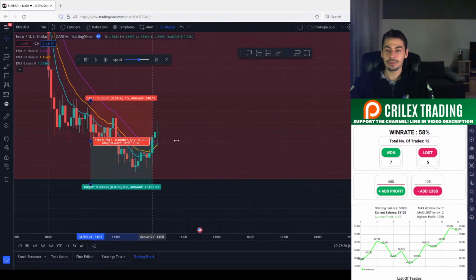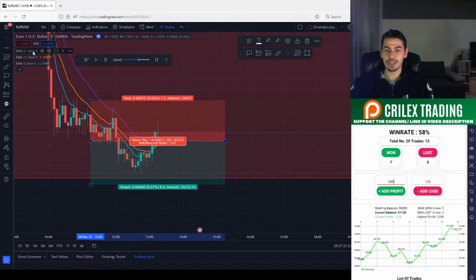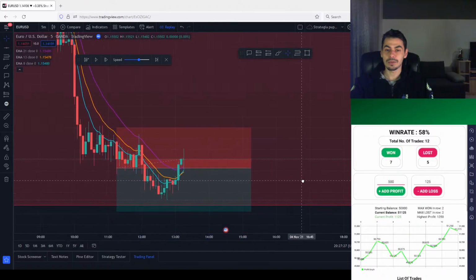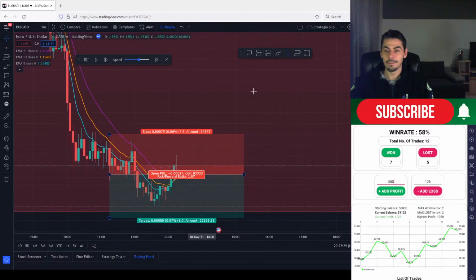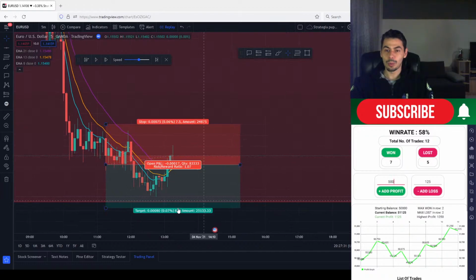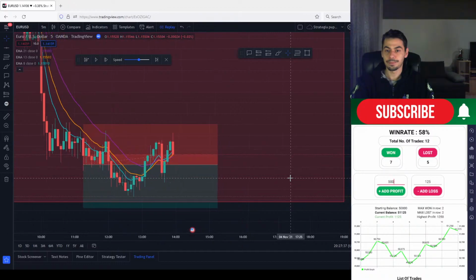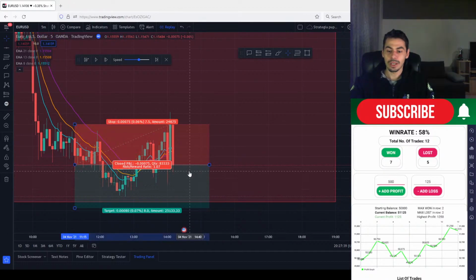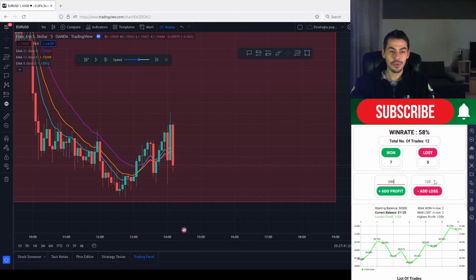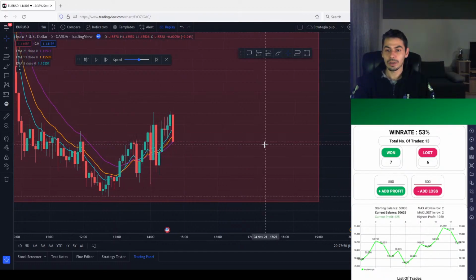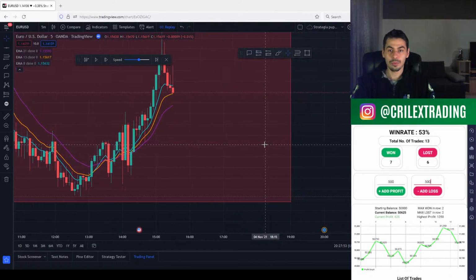Not that conclusive. We seem to have a ranging after this descending nature, after this impulse, which kind of leads me to the conclusion that the final result will be a push up. Hopefully we will get our 1-to-1 hit before the push up, but no. So we get a full loss right here, unfortunately, a 1% loss. Moving on, let's see if we have some more signals.